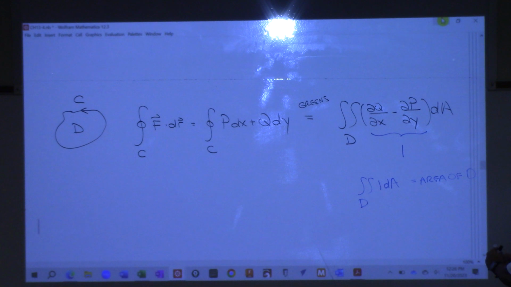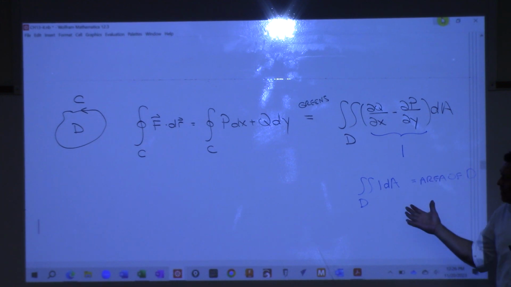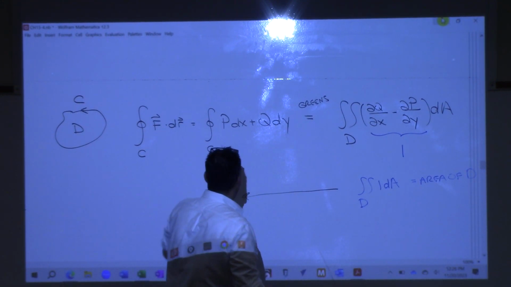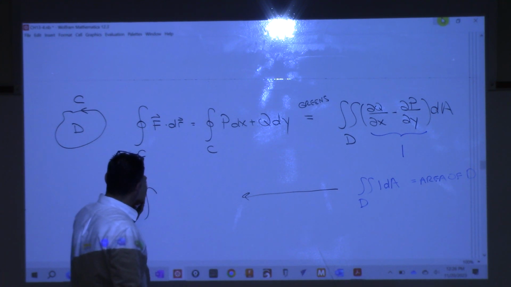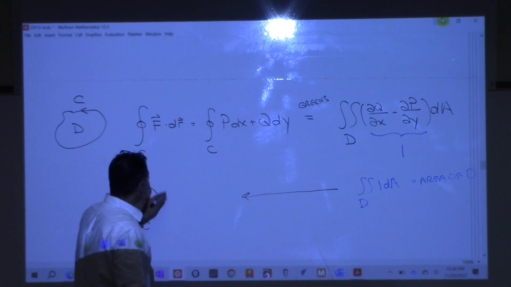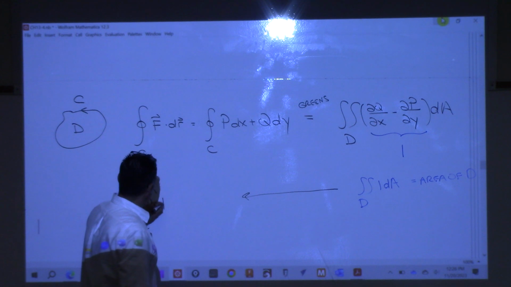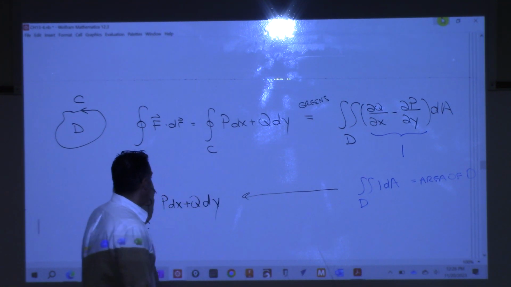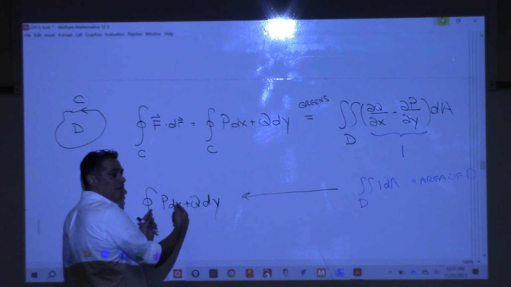So if I ever wanted to know what the area of some region was, then there's a way to go from here to a line integral. This can go this way now and become the line integral over that closed curve C, and then either one of these, I'll do P dx plus Q dy, right? But then I need to know what P and Q are for me to do this.